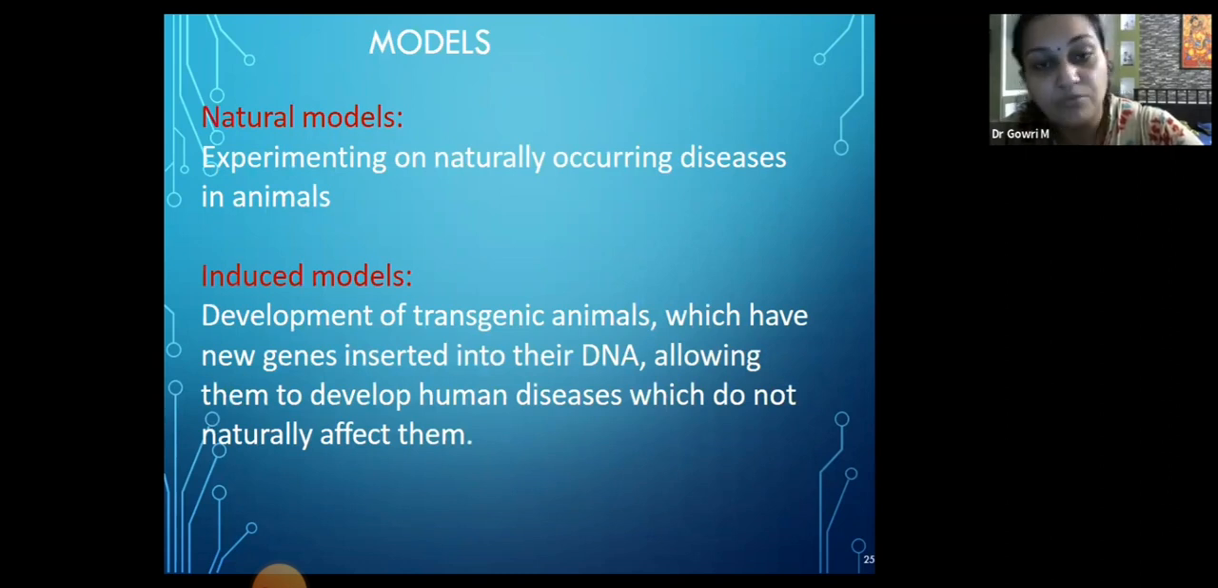And division of models based on how diseases occur. Based on that, we can divide them into natural models and induced models. In natural models, the experimenting animal will naturally have a disease which is similar to what we are experimenting. In induced models, we take the animal and we induce a particular disease into the model, and then we do the study. So these are the differences between natural models and induced models.